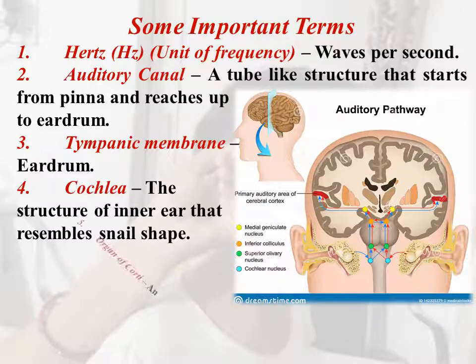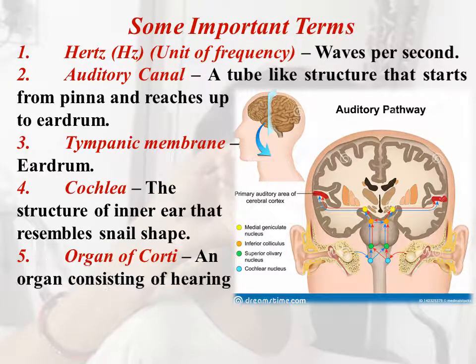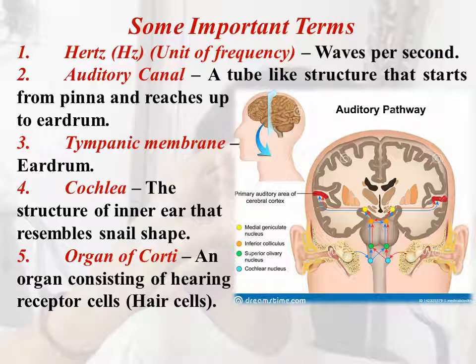So next part is the organ of Corti, which is found inside the cochlea. An organ consisting of hearing receptor cells, or we call them the hair cells. So dear friends, these are some important terms.